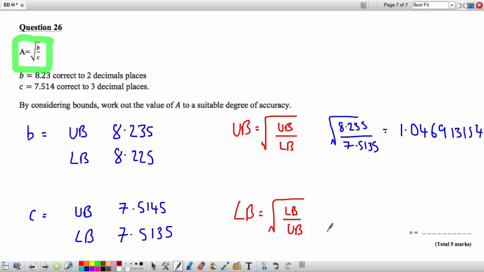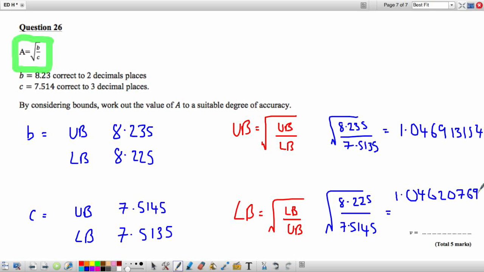And here for our lower bound, we're taking the square root of 8.225 divided by the upper bound, 7.5145, which gives us 1.046207692. Now we need to look and compare these two values.